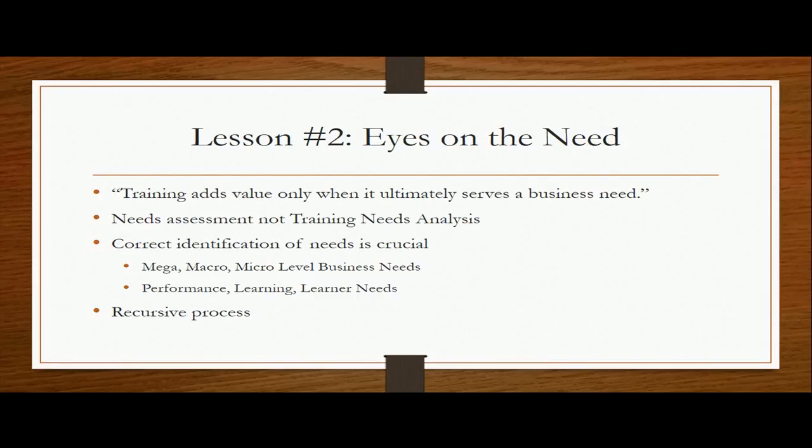As previously mentioned, it's important to steer the customer away from just assuming that training is going to be one of the interventions. The correct identification of needs is also crucial. You'll be evaluating mega, macro, and micro level business needs, as well as performance, learning, and learner needs.